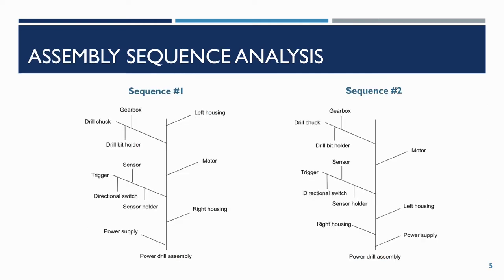What we have here are two feasible assembly sequences, the first sequence on the left and the second sequence on the right. For the first sequence, we start off with the left housing, followed by the assembly of the components, and then closing it with the right housing, and then attaching the power supply at the end. For the second sequence, we start off with the assembly of the components first, and then closing it with the housing, and then attaching the power supply at the end.